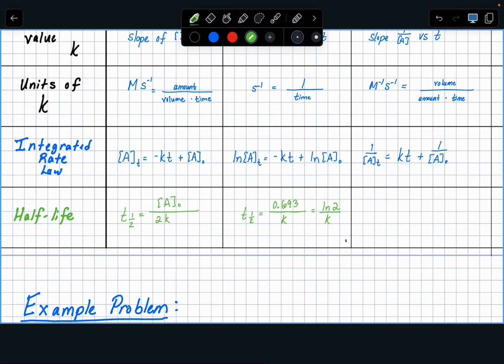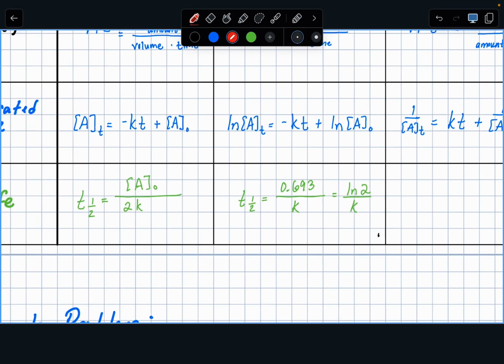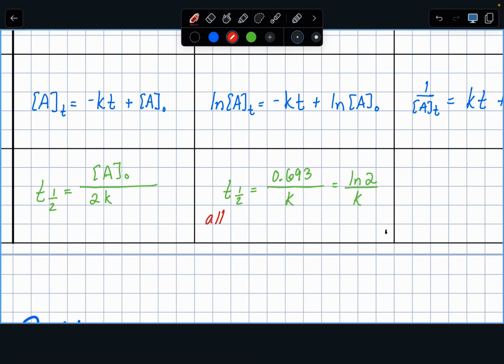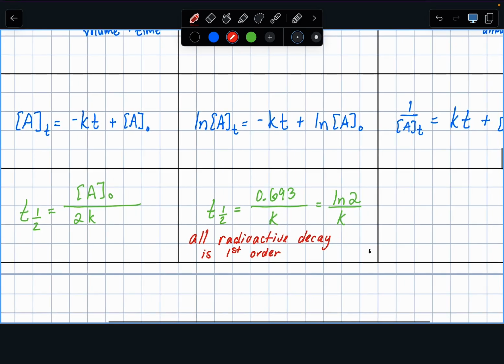And think about that. That's something that's going to pop up in questions, that we don't need the initial concentration. I would pause and have yourself think about that before we get to the example problem. The other thing I want to write down in red is that all radioactive decay reactions, where the nucleus is decaying and ejecting alpha, beta, gamma particles, all radioactive decay is first order. And that comes up a lot in different questions, typically.